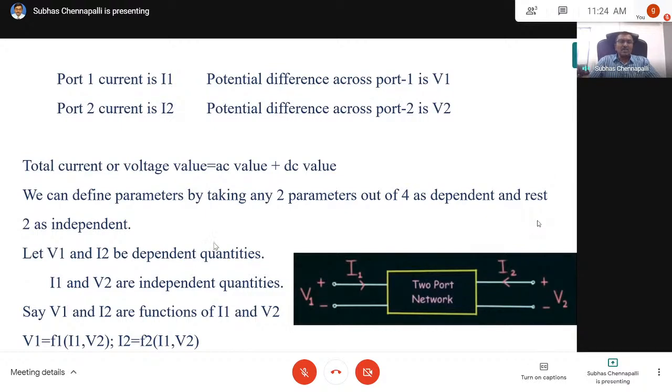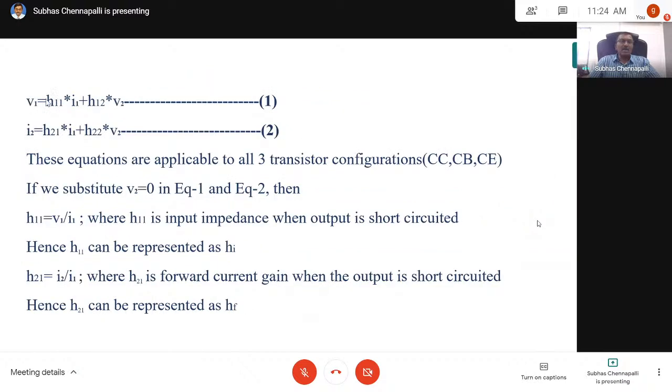And I will take those proportionality constants as H11. The first suffix shows the input port. Then the next one, if it is 1, it is input again. Here it refers to the input port, this one refers to the output port. This is a value between input and output. This is purely an input parameter. This is again an input-output parameter. This is an output parameter. So I2 is H21 times I1 plus H22 times V2. That's how we write.